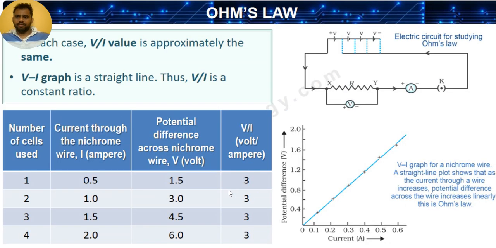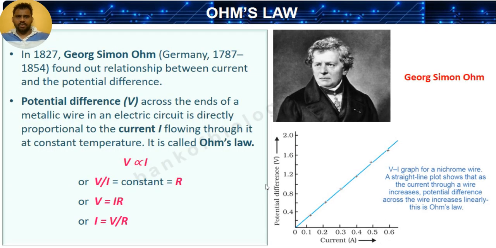So in this case, V by I value is approximately the same. V by I graph is a straight line. Thus V by I is a constant ratio. So number of cells used kept increasing. Current through the nichrome wire kept increasing. Potential difference value was obtained and the ratio was 3 in each case. He was the scientist Georg Simon Ohm.